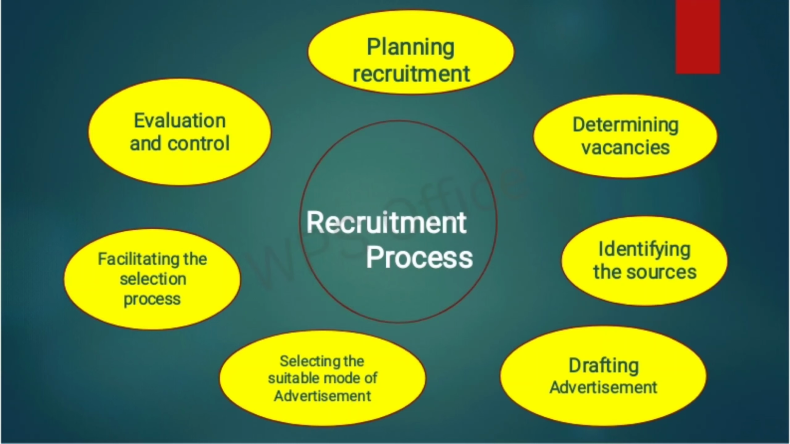Next, this recruitment is a process followed in an organization. So let's look into what sort of process is followed for recruiting an employee. So first, planning the recruitment. Secondly, determining how many vacancies there are. Thirdly, identifying the sources from where the employees can be recruited. Fourthly, drafting information for advertising, that is, selecting the proper advertising channel. Next is selecting the suitable mode of advertisement. Next, facilitating the selection process. Finally, evaluation and control.